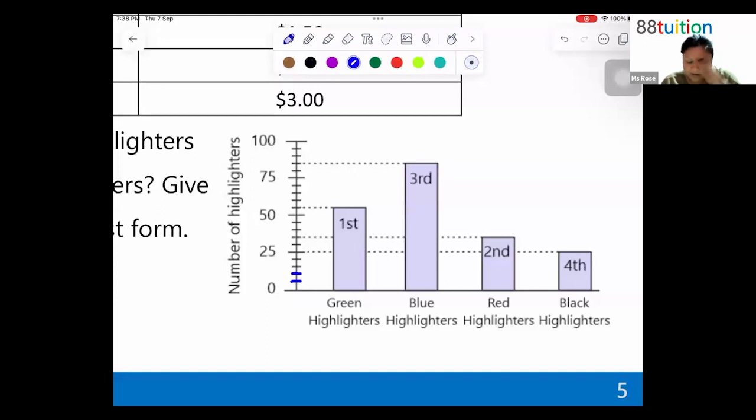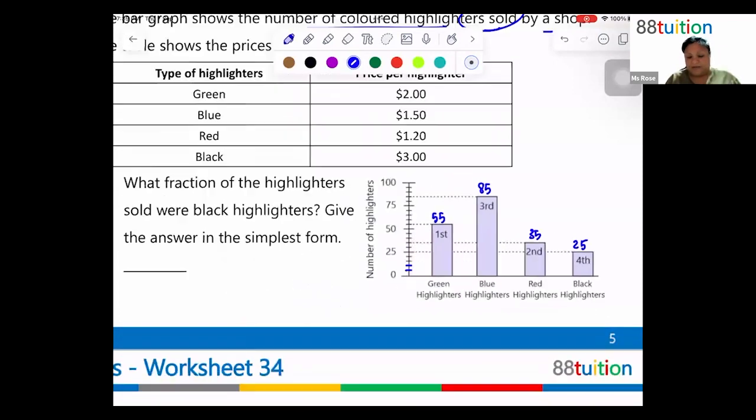Now, how many green highlighters were sold? Sharon says 55. Thank you, Sharon. And blue highlighters, how many? 85. Thank you, Heidi. Red highlighters will be, thank you, Heidi, 35. And finally, black highlighters will be how many? Thank you, Sharon. Okay. So we have green, blue, red, and black.